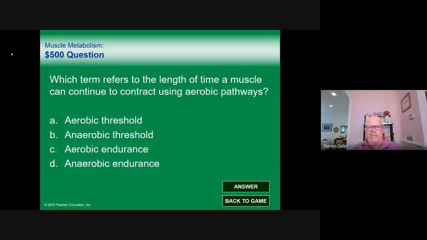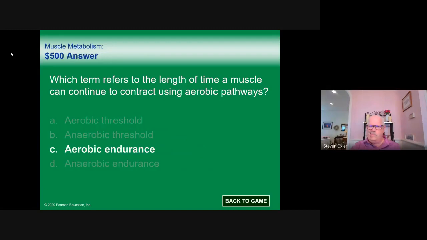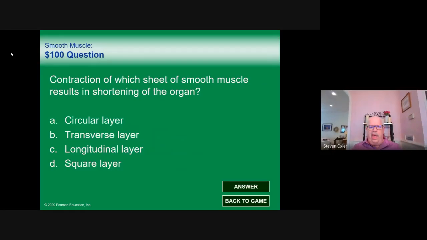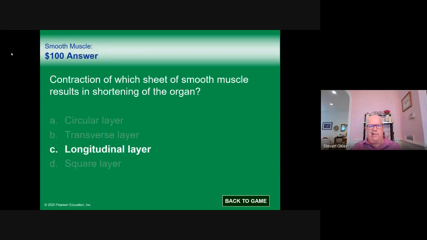Which term refers to the length of time a muscle can continue to contract using aerobic pathways? C. C is aerobic endurance. That's the answer, okay? Contraction of which sheet of smooth muscle results in shortening of the organ? We didn't talk about it. Don't worry about it. It's longitudinal.